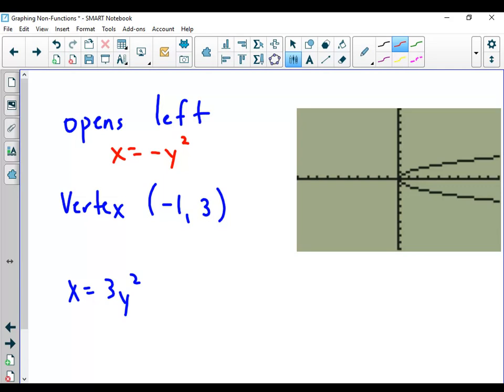All right. Vertex at negative 1, 3. Did this group figure out a way to do that? We have y equals radical x plus 1, and then plus 3. Or y equals negative radical x plus 1. Okay, so you did both sides.